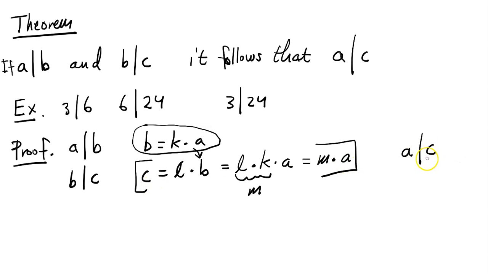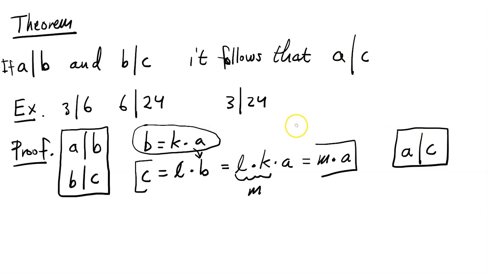That's per the definition. So now we have proved that if a divides b and b divides c, then a must divide c. And that's what was stated in this theorem. And this is the proof of that.